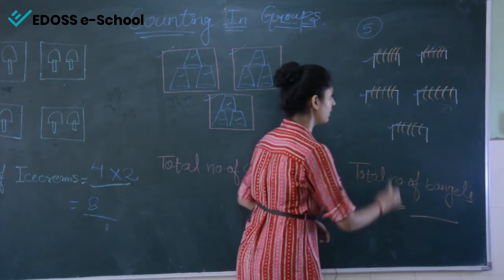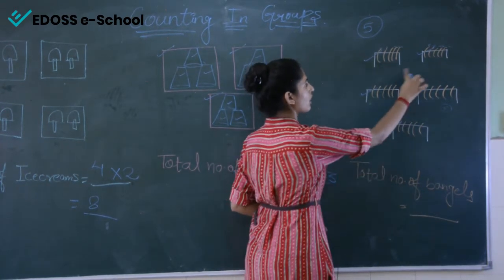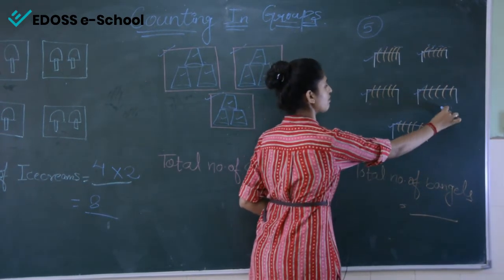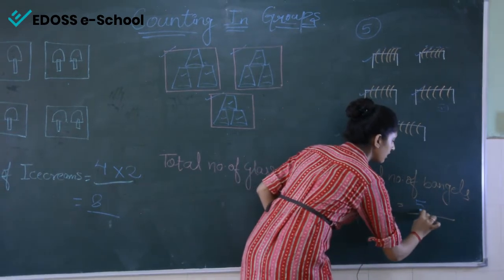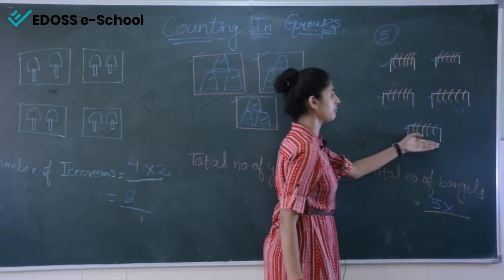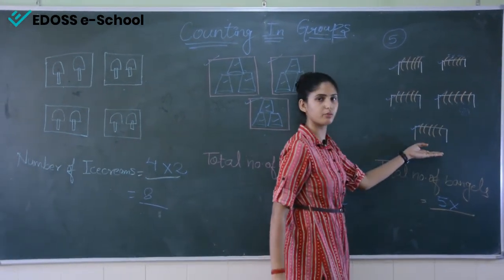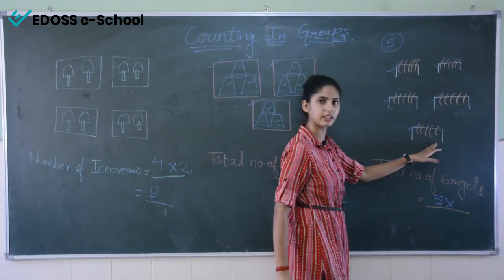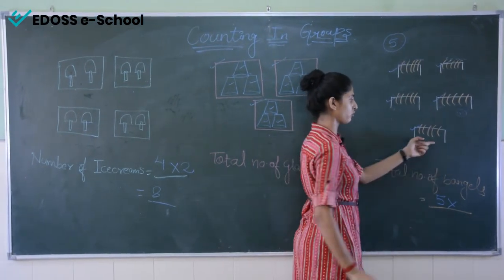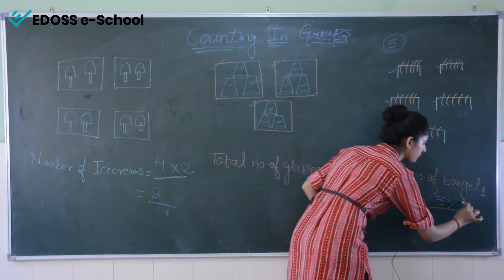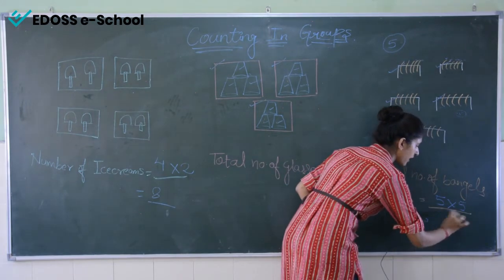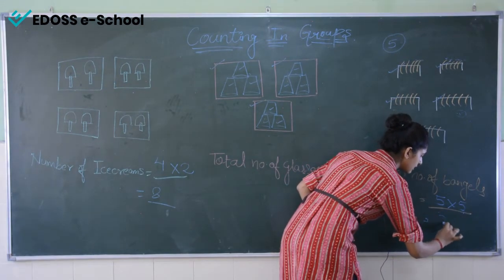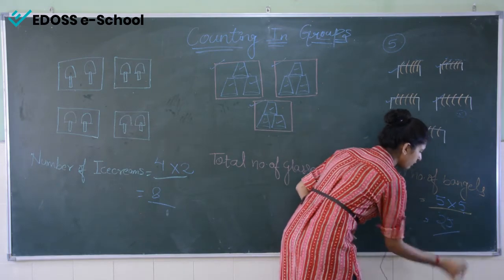So what will we do? First, the number of groups, 1, 2, 3, 4, 5. Multiply by the number of objects in that group, or the number of bangles in that group. So in each group there are 5 bangles. So we'll multiply it by 5. That is 5 5s is 25. So we'll write 25 here.